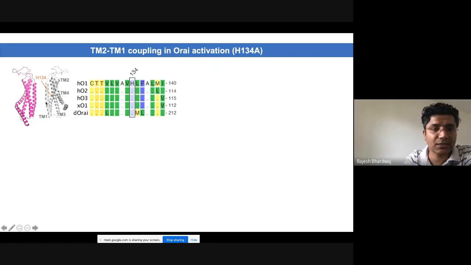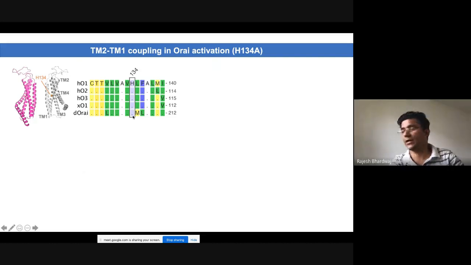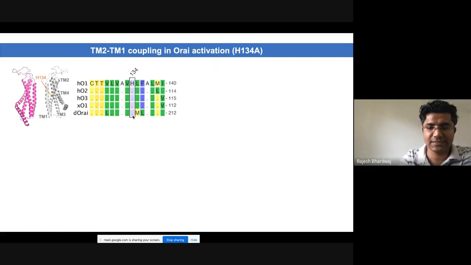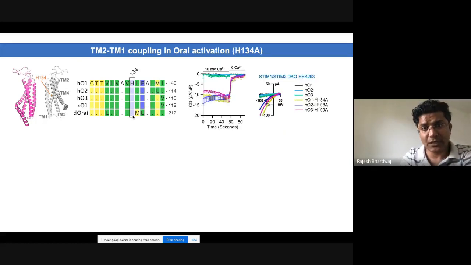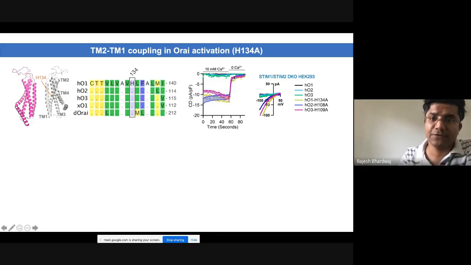So what you see here is, again, the similar structure with two subunits, and the histidine in the TM2 is highlighted here, which is conserved in human ORI2, human ORI3, Xenopus ORI, and Drosophila ORI. All throughout evolution, this histidine is a conserved position. So what you can see here is the current through these open channels in STIM1, STIM2 double knockout HEK293 cells. You see that there is constitutive current with all three open variants of human ORI isoforms, whereas the wild type channels do not conduct any calcium. This is reversed with 0 calcium, and here you see the IV traces of these channels.